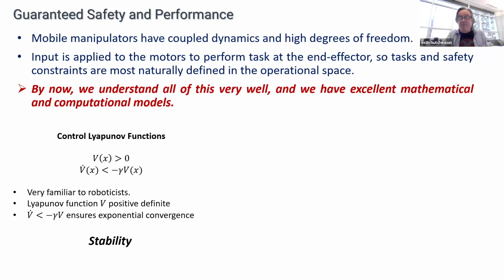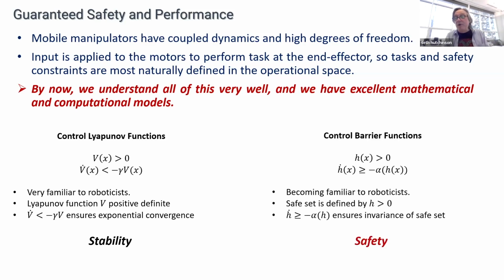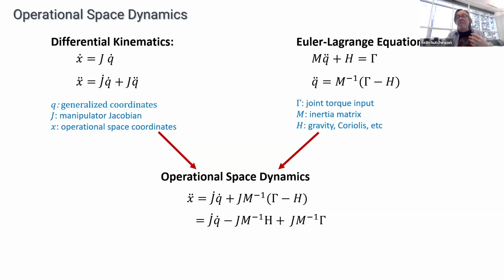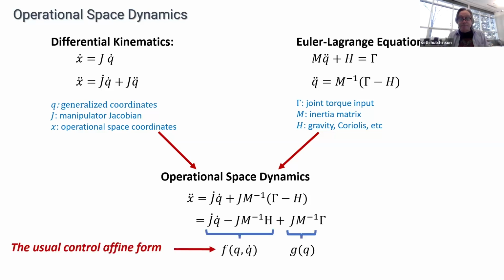So what are we going to do? We're going to use control Lyapunov functions to get performance guarantees, and we're going to use control barrier functions to get safety guarantees. And we're going to describe all of these in the task space, which means what? You take the differential kinematics of the robot, you can express those in the task space. You can take the Euler-Lagrange equations, solve them, and come up with the operational space dynamics, which basically means what are the dynamics with respect to the end effector instead of at the joint torque level. And you can rewrite this in the usual affine form, and now it's a control problem that we know how to deal with using control Lyapunov functions and control barrier functions.